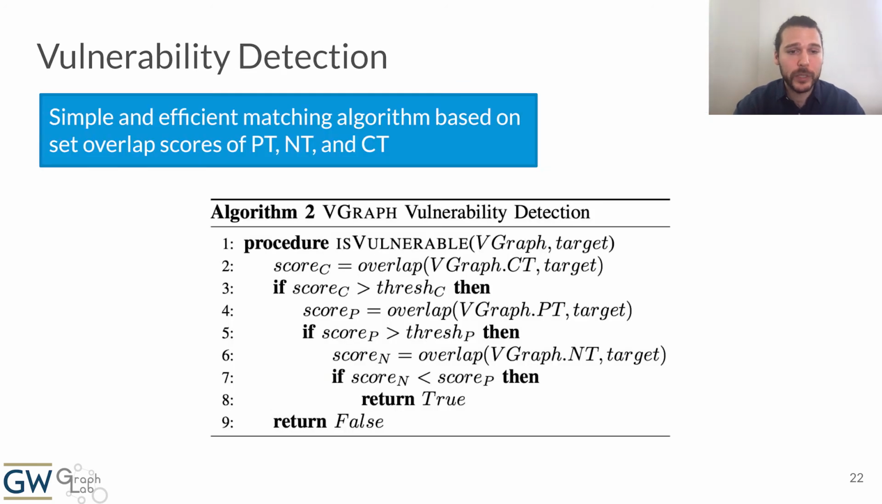Now, since our vulnerability representation is based on sets of triplets, we can build a simple and efficient matching algorithm based on set overlap between our vulnerability representation and an unknown target function. We first match against the context triplets on line 2 to see if the necessary function context exists for this vulnerability to occur. Next, we match against the positive triplets on line 4 to see if the necessary vulnerable code elements exist as well. And finally, we match against the negative triplets on line 6 to see if this function is possibly already patched to this particular vulnerability.